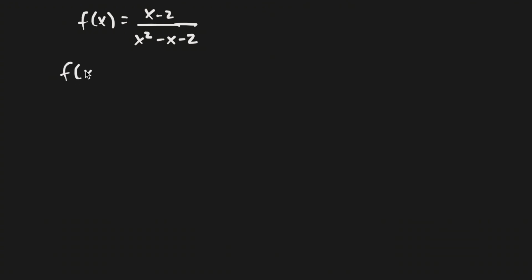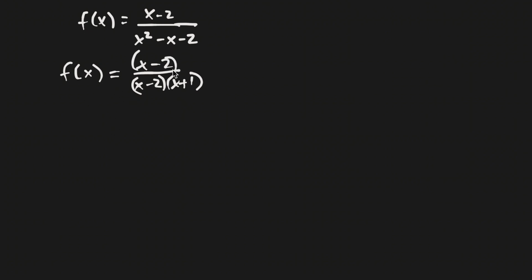So let me rewrite this function first by factoring the denominator. So this is going to be x minus 2 over x squared minus x minus 2, which can be factored to x minus 2 times x plus 1. If you don't know how I did that, I just found two numbers that would multiply to negative 2 and add to negative 1, which is the coefficient right there. Those are negative 2 and positive 1, and I factored it.